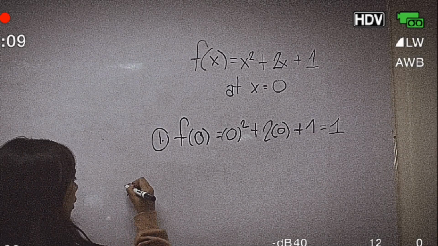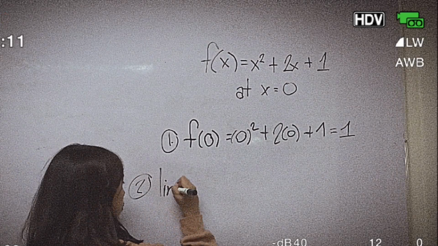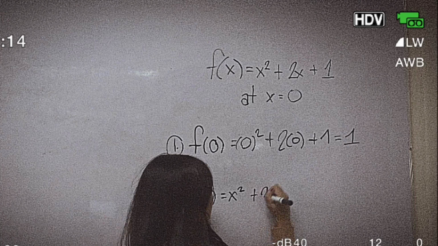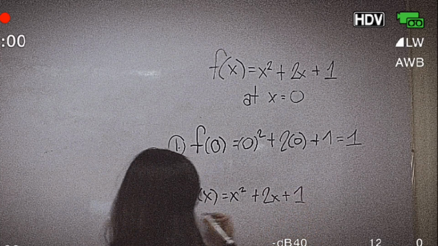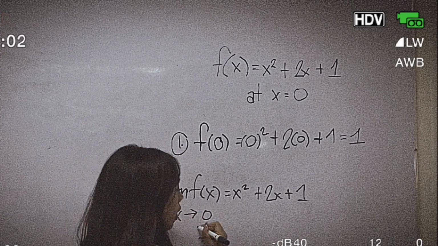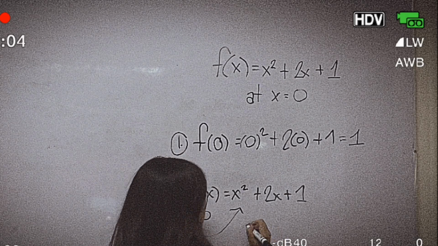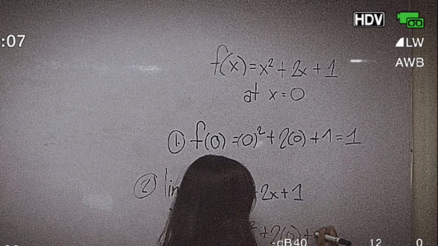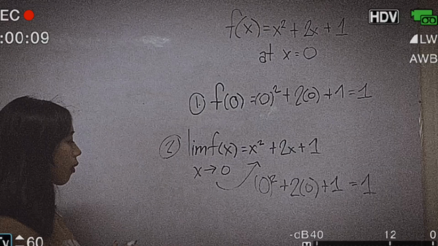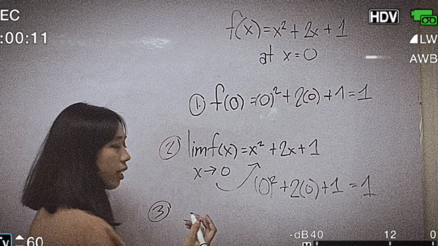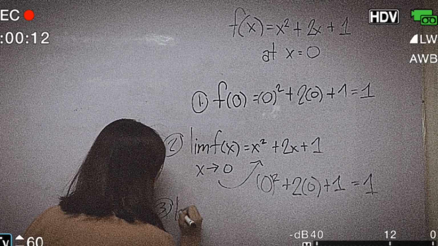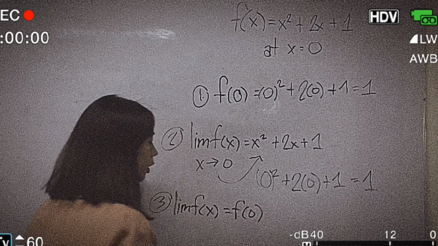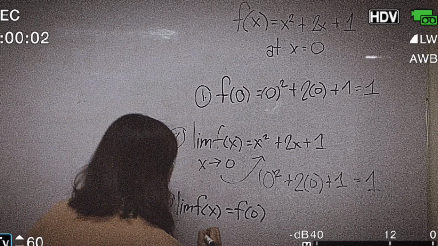Now let us check if the limit exists. Limit f of x is equal to x squared plus 2x plus 1 as x approaches 0. Now let us substitute the 0 to the function. 0 squared plus 2 times 0 plus 1 is equal to 1. Now, check if the limit and f of c are equal. Limit f of x is equal to f of 0. Since both have the same value, it is continuous.